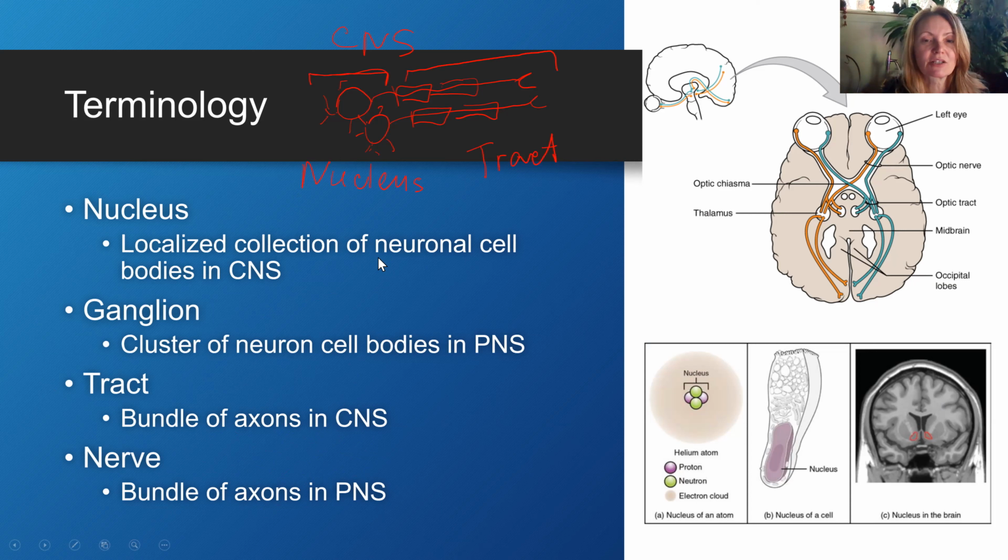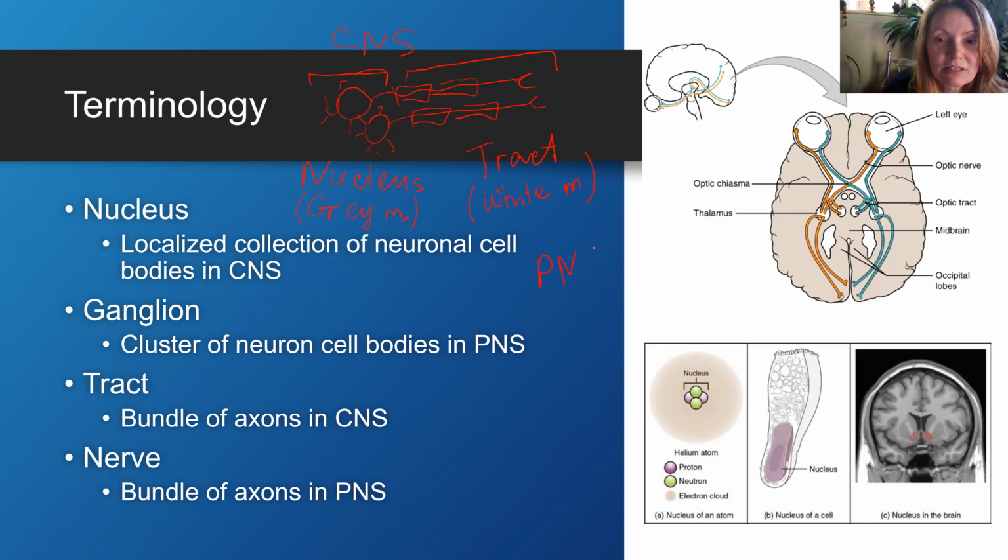A nucleus is a localized collection of neuronal cell bodies in the CNS, and a tract is a bundle of axons in the CNS. So if you're talking about the CNS, that's going to be our nucleus and the tract. The nucleus is obviously gray matter, and the tract is white matter.